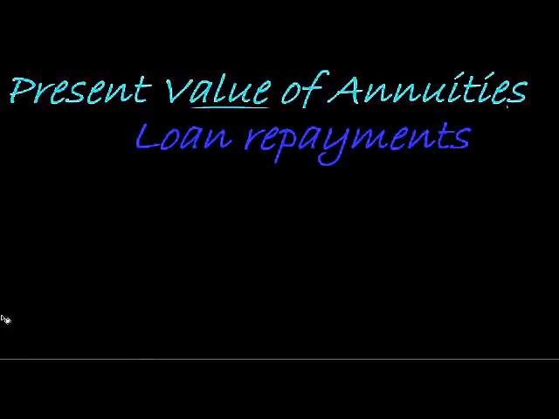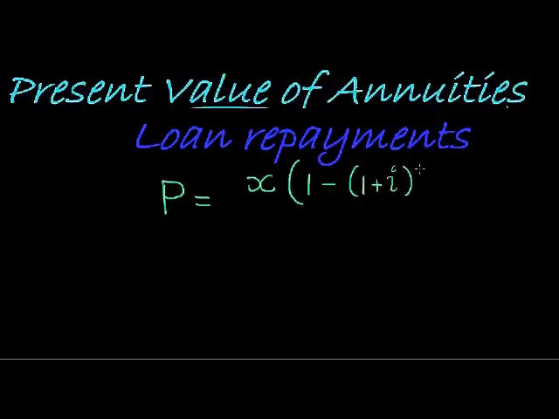Now, the present value of an annuity formula is the one we've just looked at. That's this formula: P is equal to the recurring payment multiplied by this bracket, 1 minus (1 plus i) to the power negative n. That's where the difference comes in.